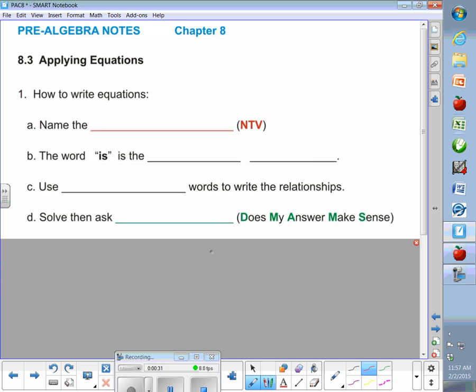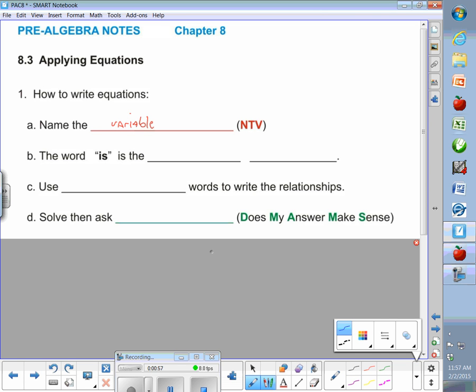Well, first thing we want to do is name the, somebody raise their hand, what goes in the blank there? John? Name the variable. NTV is important, and it becomes more important in this kind. Sam, are you on strike, or you already have it filled in? All right. So we're going to name the variable, NTV, and that's how we're going to start it off.